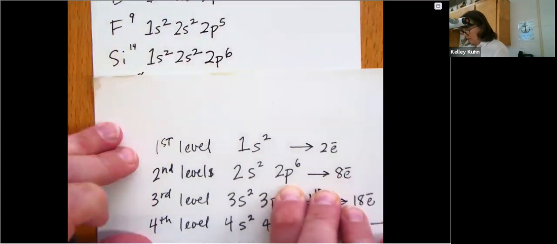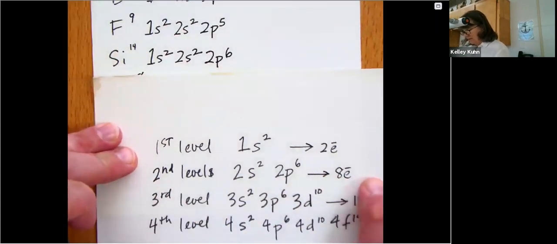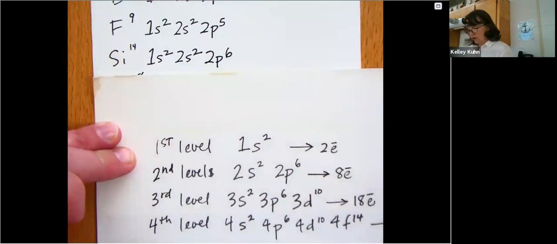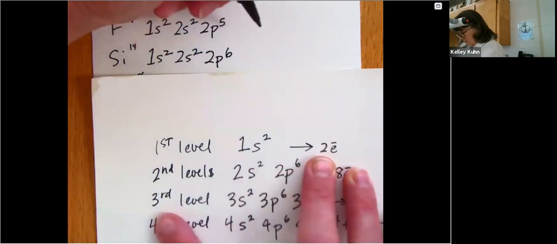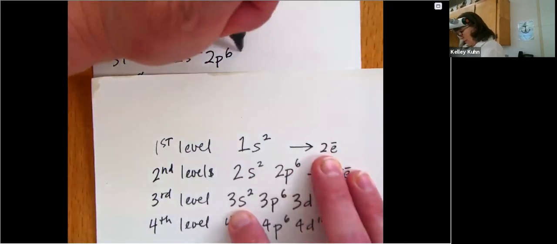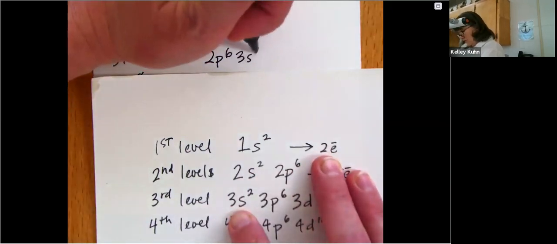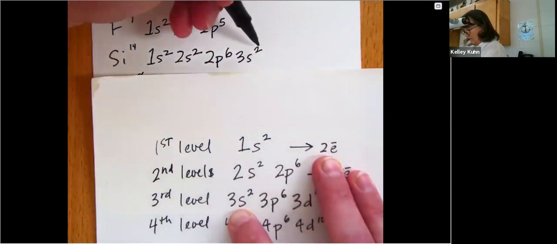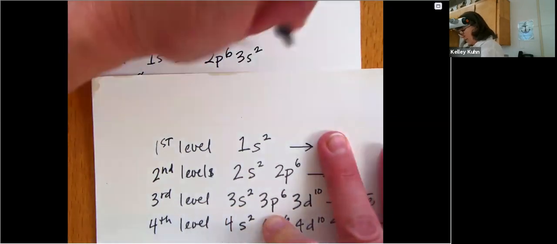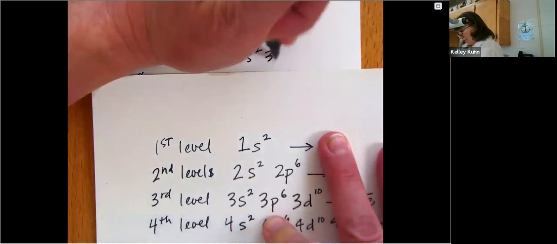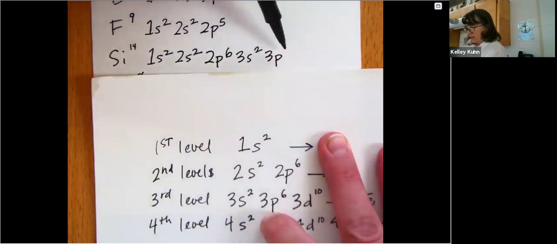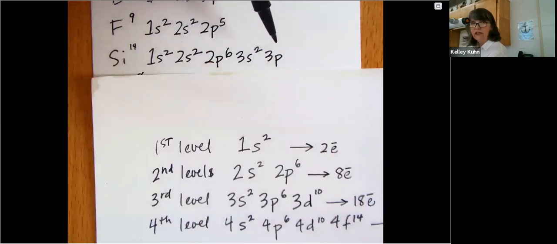So what do we do after we fill in the second level? We go to the third level. We're just filling them in order. So my next orbital was going to be the 3s2. So now I'm at 2, 4, 10, 12, right? So next I will go to 3p. If I'm at 12, how many will I need to put in 3p to end up at 14?